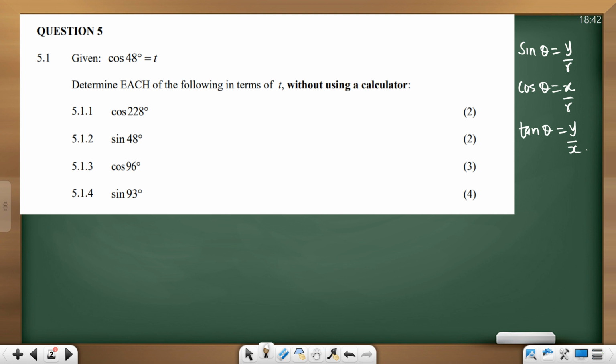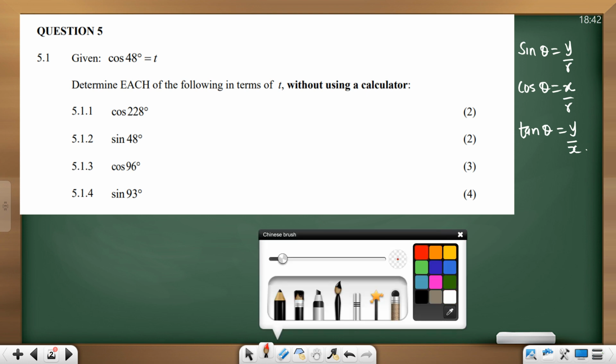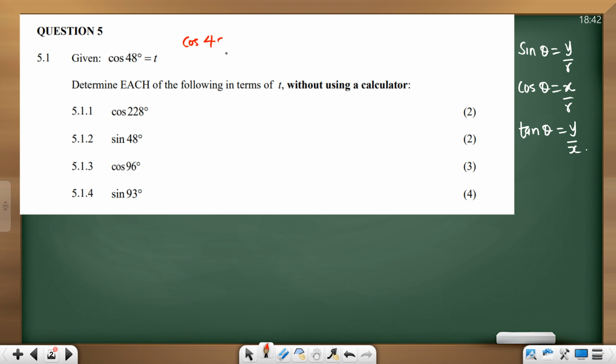R squared. Now, if I have cos 48 equals t, what does that mean? It means t over 1. That's the basic thing that I need everyone to know. So cos 48 equals t over 1. By the way, what is cos? It is x over r. Do you see your x already? Do you see your r already? What's missing? y.